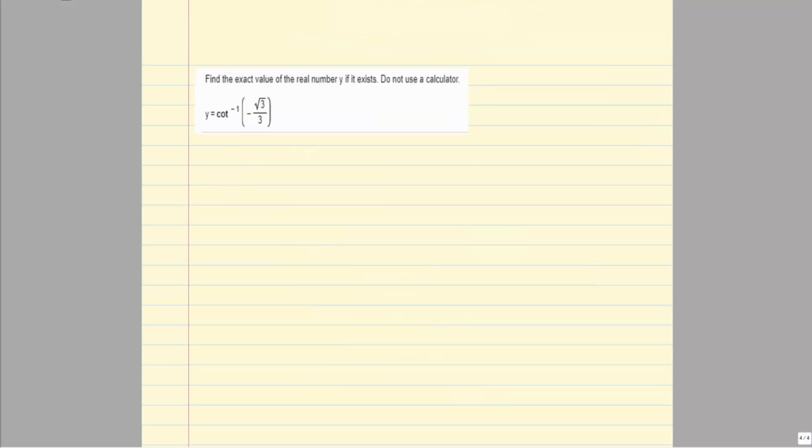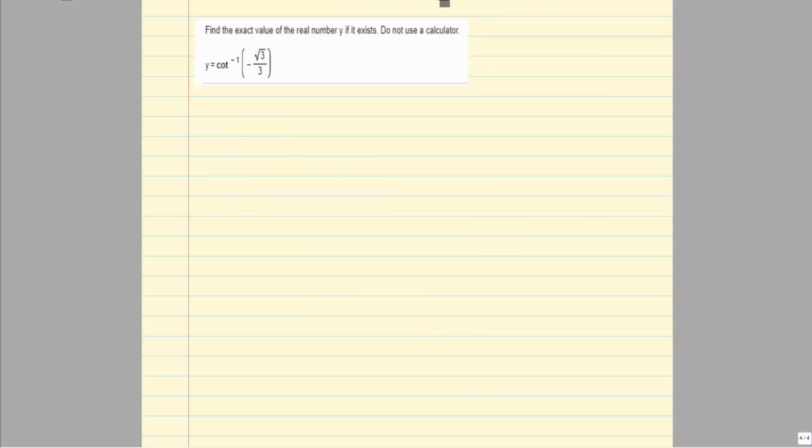Okay, let's go ahead and look at a few others as well. So for this one, we're working with inverse cotangent. Again, do not use a calculator. We're looking for an exact value. We'll be able to check this perhaps with our calculator, but I need to remember all the restrictions for our domains here. So let's go ahead and get started with this one. This is y equals inverse cotangent of -√3/3.